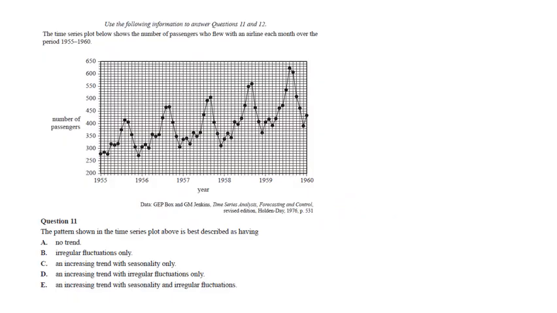Okay, so we want to look for a pattern in the time series plot. If we look at that, we can definitely see there's something going up. So we definitely have an increasing trend. That rules out A, which says no trend. Irregular fluctuations only, that's ruled out. So now we have to look at the rest of it.